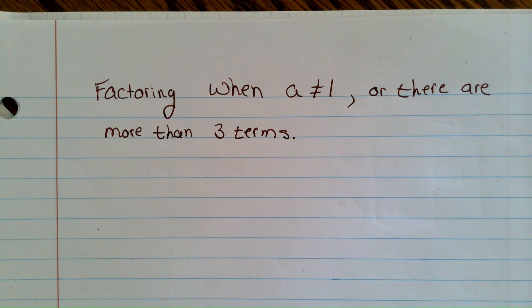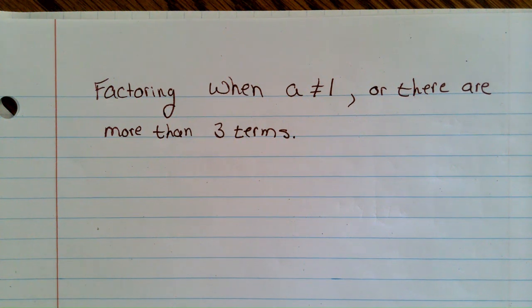Continuing on the theme of factoring, we are going to be looking in this video at factoring when the a value does not equal 1 or there are more than 3 terms. If you watched my last video, you know that I utilize a box method. And in this video, I'm also going to show you how the box method relates to traditional methods. So we will keep that in mind. So let's go ahead and look at when there are more than 3 terms.